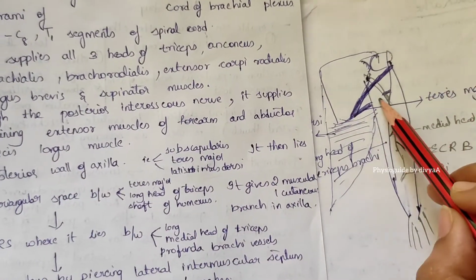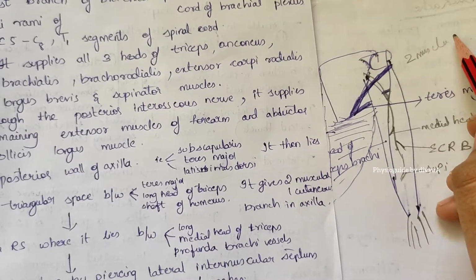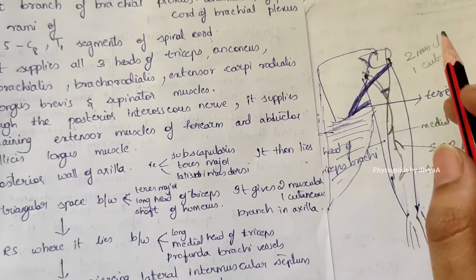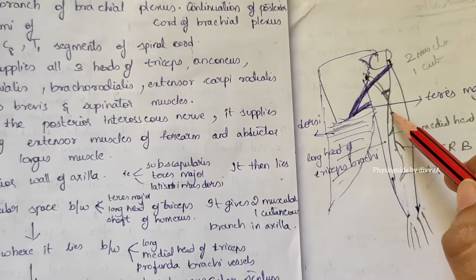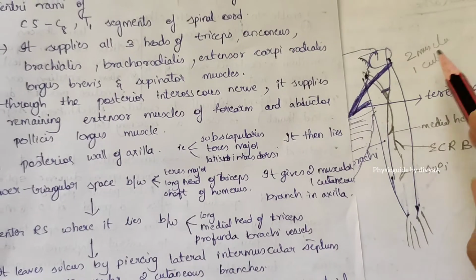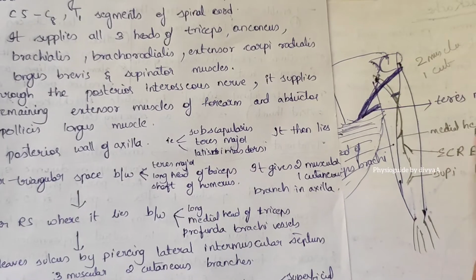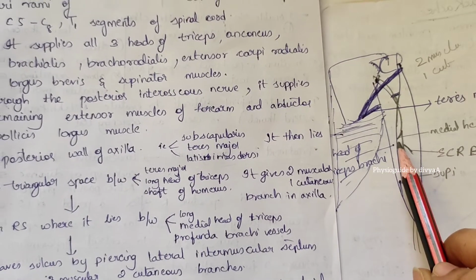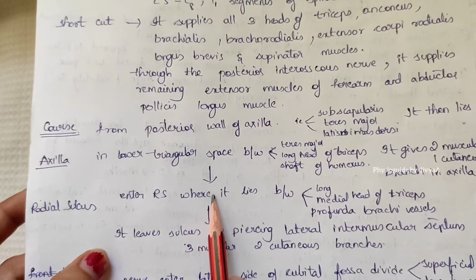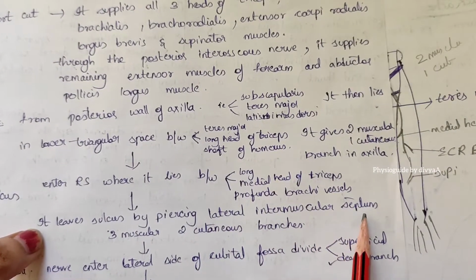Okay. Now, in the axilla, it gives two muscular branches and one cutaneous branch. Now it enters into the radial sulcus, where it lies between the long and the medial head of the triceps, and the profunda brachii muscles. Next, it leaves the sulcus by piercing the lateral intermuscular septum.